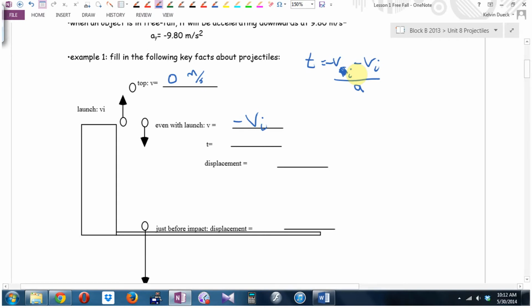And here's really what I see. I see negative v_i minus v_i. That's like negative x minus x. What's negative x take away x? Not 0. Negative 2x, right? It's minus take away minus is more minus, not 0. So you know what? The time is negative 2 v_i over a. I don't really memorize that. I can derive it, but for what it's worth, that's the time.